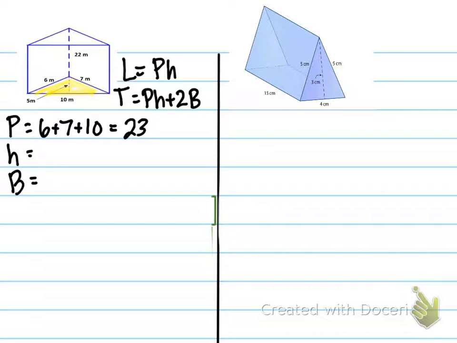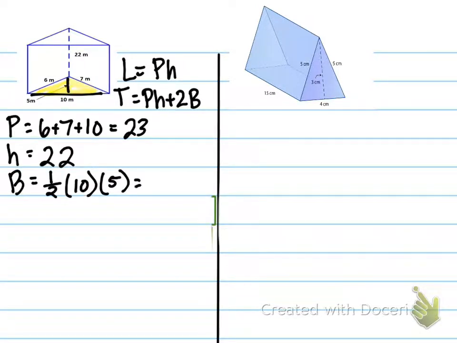The height is not the height of the triangle. It's the height of the prism, so the distance between the two bases. Here it's 22. And for the area of the base, we reviewed yesterday that the area of a triangle is 1/2 times base times height. So here we have 1/2, our base of the triangle is 10, and our height of the triangle is 5. When we multiply that all together, we get 25.